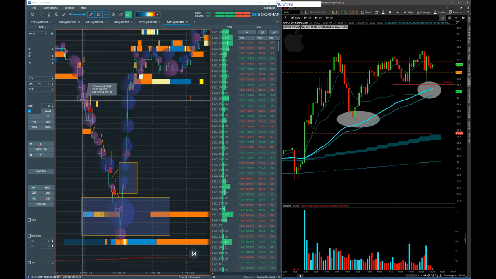So you have to really notice this amazing stair-step pattern. Okay, so those are all algos over there. And then over here, buyers and push.